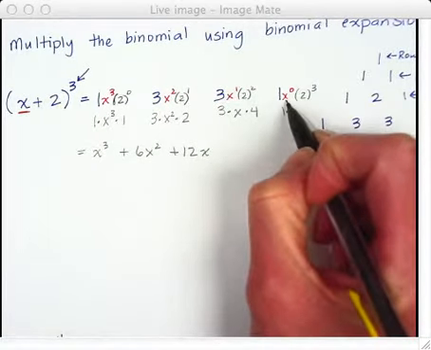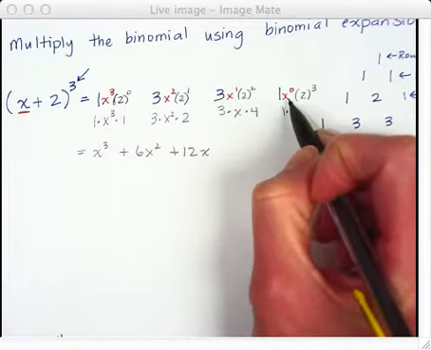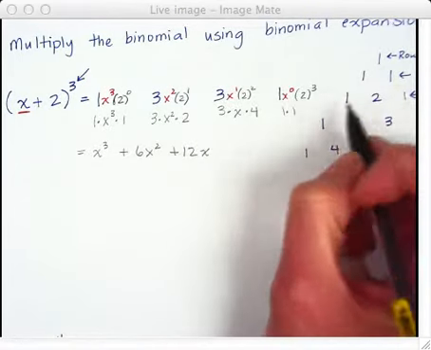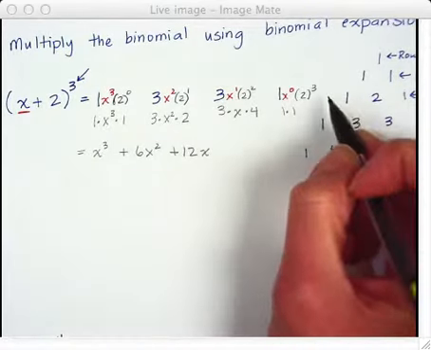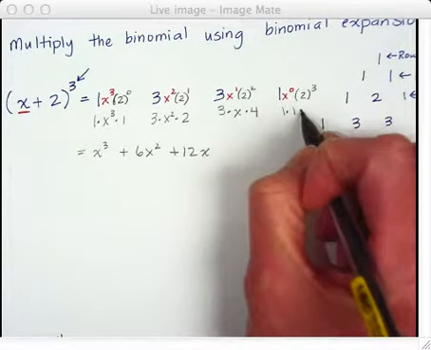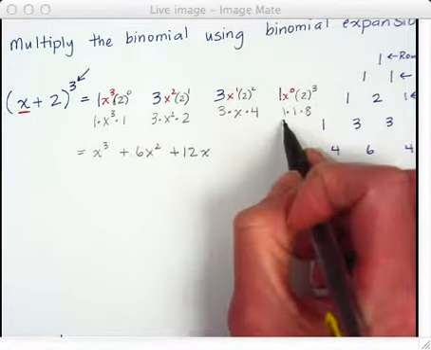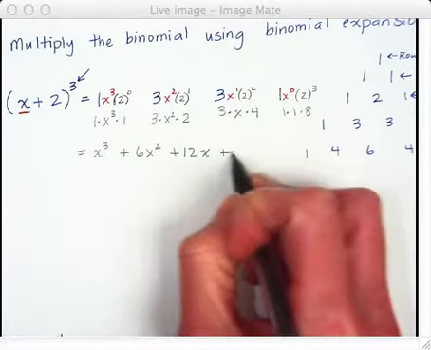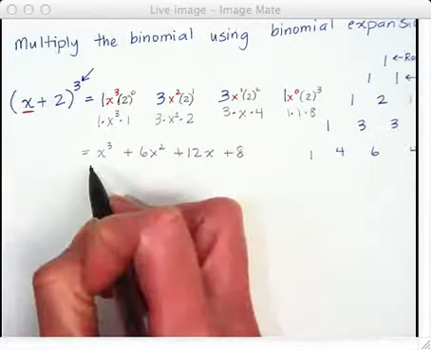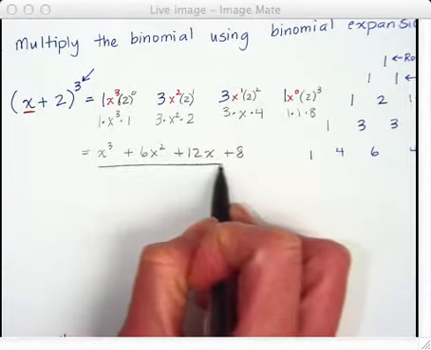1 times x to the 0 is a 1. Any base raised to the 0 power is 1. 2 to the third is 2 times 2 times 2, so that's an 8. And 1 times 8 is a positive 8. So here's your final answer right there.